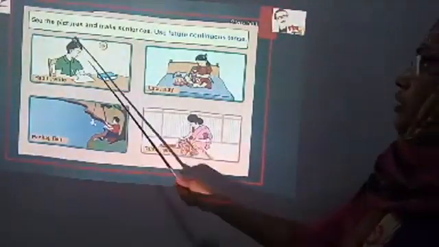So using future continuous tense, how will you do that? Just subject, shall be, will be, then verb ing. Habib will be writing. Lota will be playing. Ankush will be fishing. Ruma will be sewing. Do you know sew? Sew means সেলাই করা.